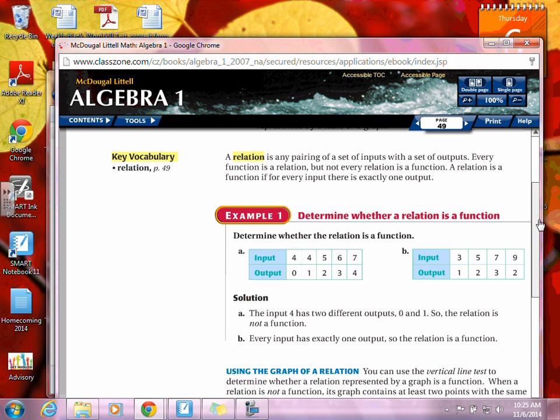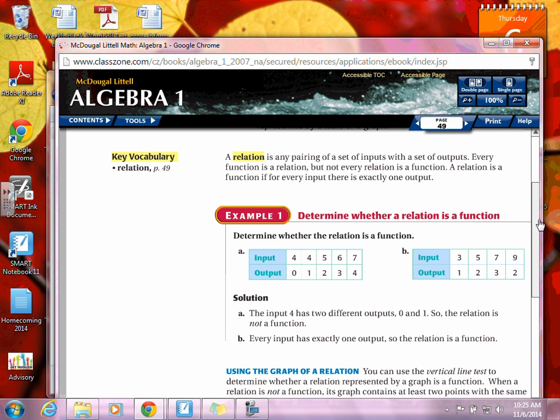Okay, let's look at B. Is that a function? Yes, it is, because the input does not repeat. So it's a special type of table. It's a special type of relation that's a function. So it's like the mom. Okay, it's a special type of function. All right, let's keep going.